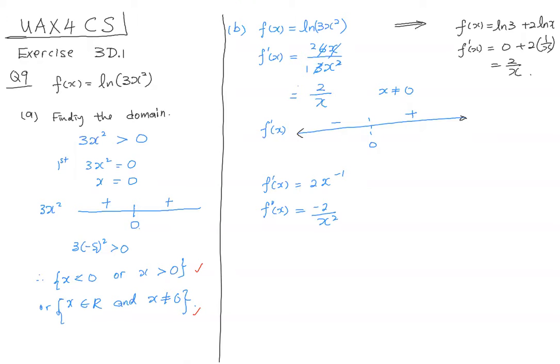Now if you draw the sign diagram, there is no inflection point also because it is over x, correct? So x cannot be 0. Whether it's positive or negative, it doesn't matter. It's always negative because of x squared.